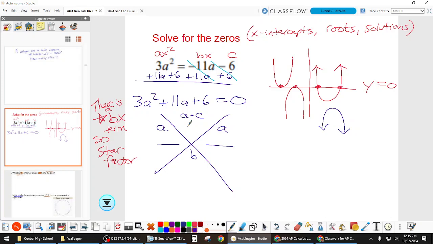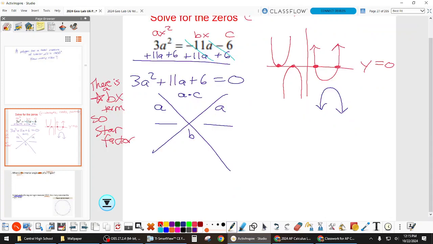What should we check for? GCF, right? Guys, if you don't have this written, write it. Don't forget to check for a GCF. Is there a GCF? Is there something that all three of those terms have in common? Nope. Can't divide all three of them by the same number or letter, right? So we don't have that.